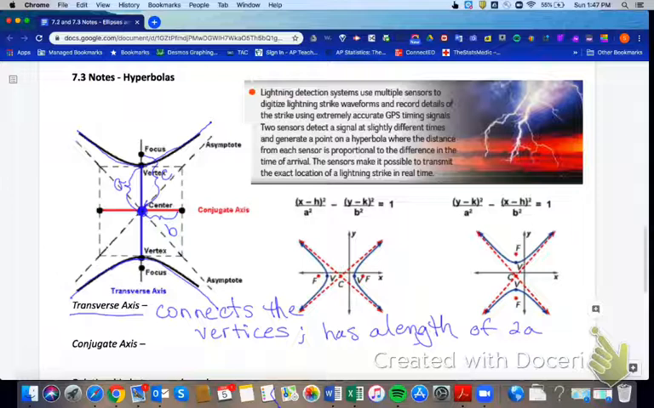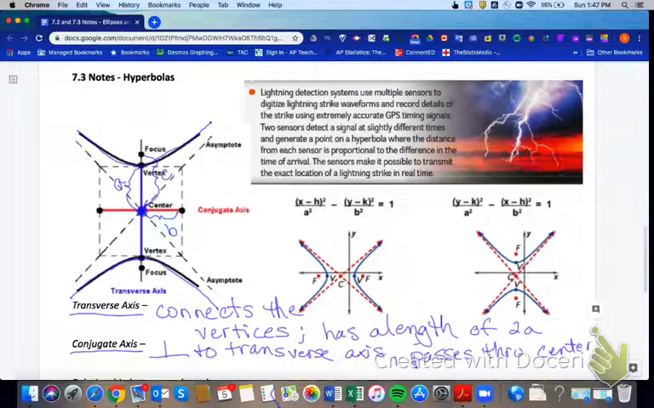The other axis is the conjugate axis. So this is kind of similar to the minor axis of the ellipse. It is perpendicular to the transverse axis, passes through the center, just like the transverse axis passes through the center, and has a length of 2b.